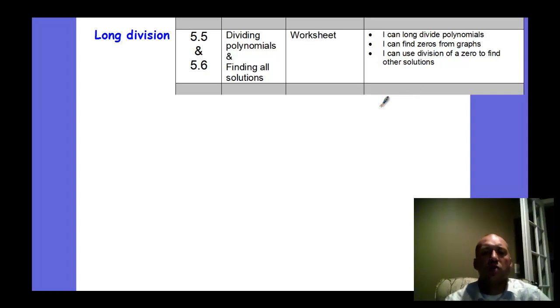Honors Algebra 2, Chapter 5. We're going to do Section 5 and 6 here. We're going to first divide polynomials. And we did synthetic division yesterday. And today we're going to look at long division.